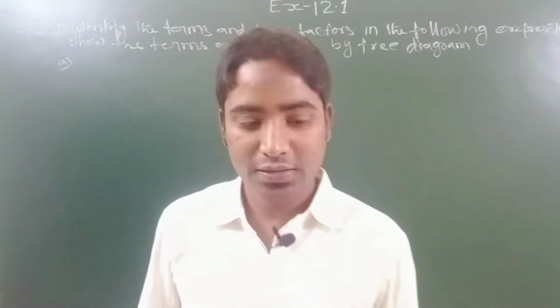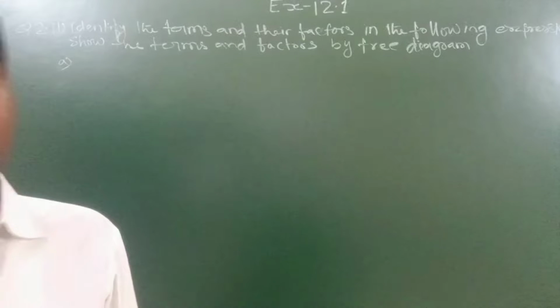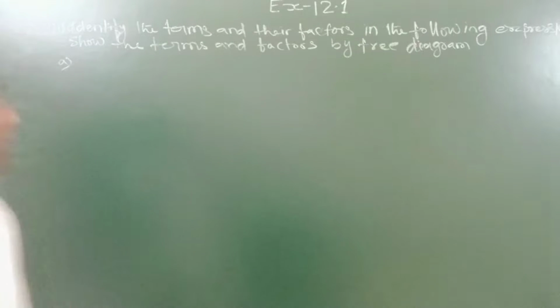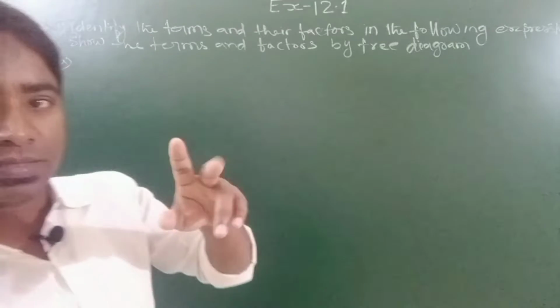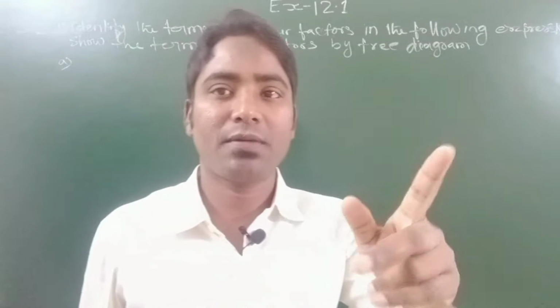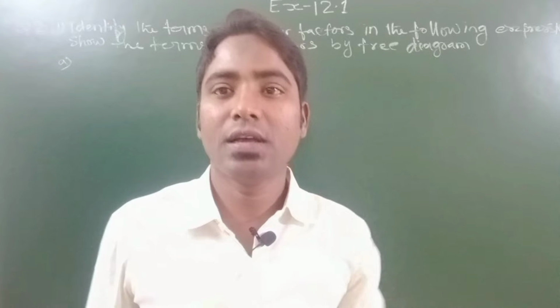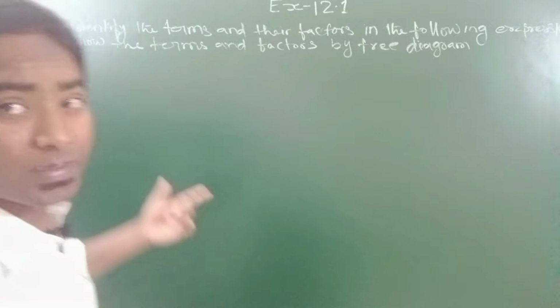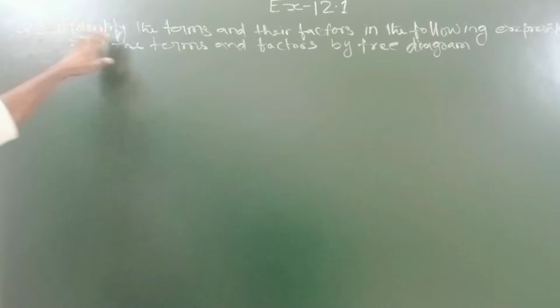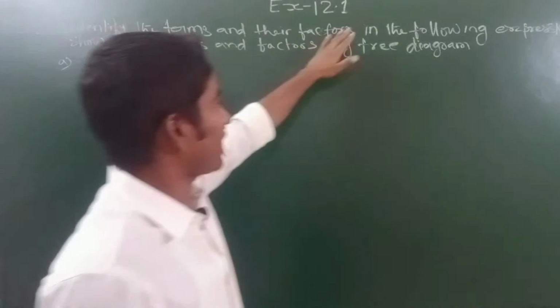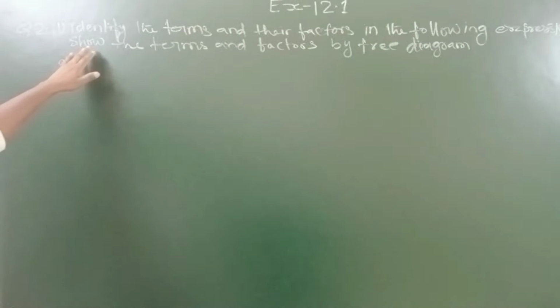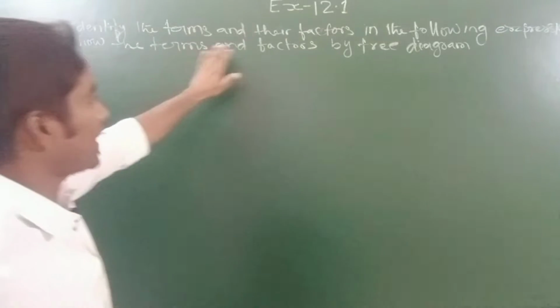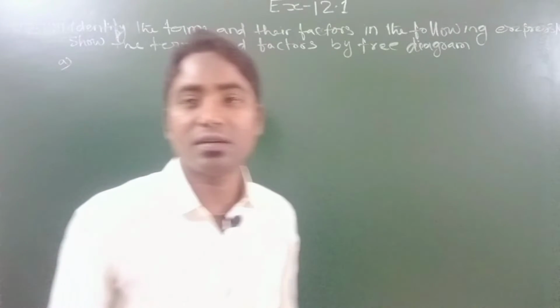So in today's session we will solve question number 2 of exercise 12.1. In question number 2, first we will see the first segment. It has been divided into two segments, segment number 1 and segment number 2. So first we will see the very first segment. It states: identify the terms and their factors in the following expressions. Then it says: show the terms and factors by tree diagram.